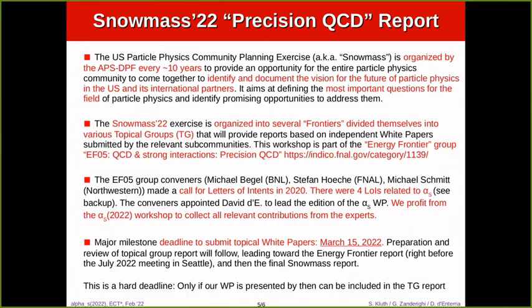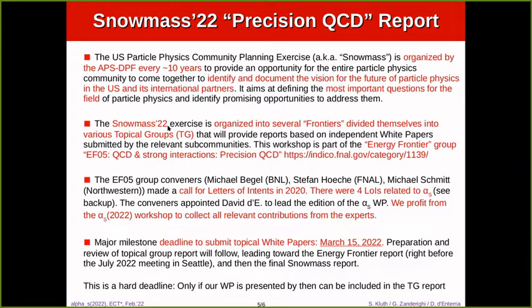Now let's go to this. What is this Snowmass 22 exercise? I don't know if you are familiar with this, but the American Physical Society, the Division of Particles and Fields, every about 10 years, does a community exercise where it discusses the vision for the future of particle physics in the US and international partners, where the priorities are, what are the most important questions. It is a very important thing because it finally decides the investment of the particle physics community in the US into the different international projects.